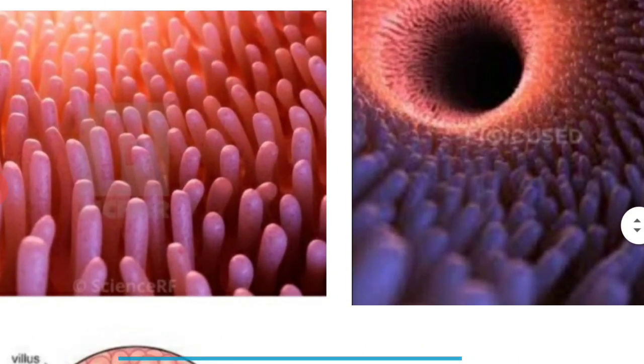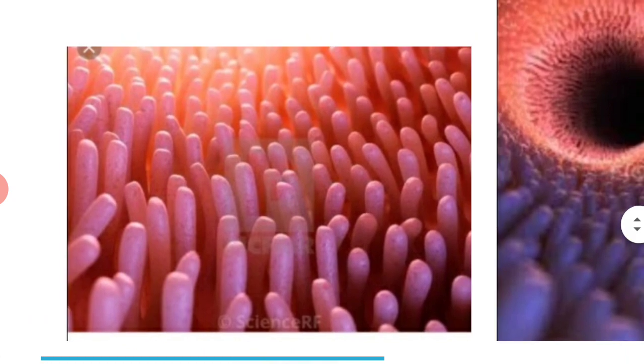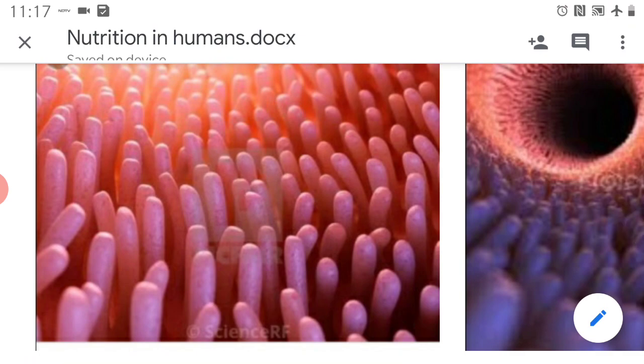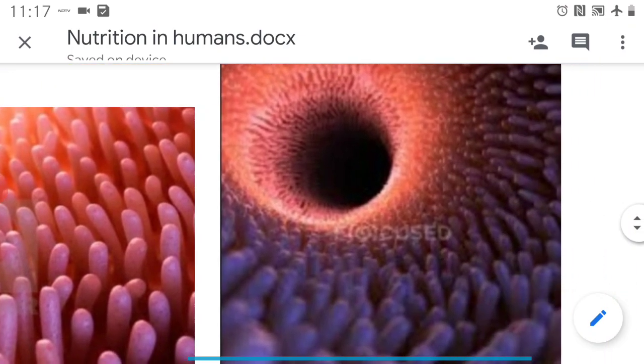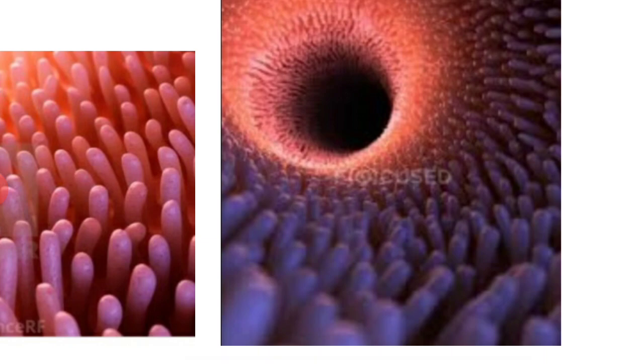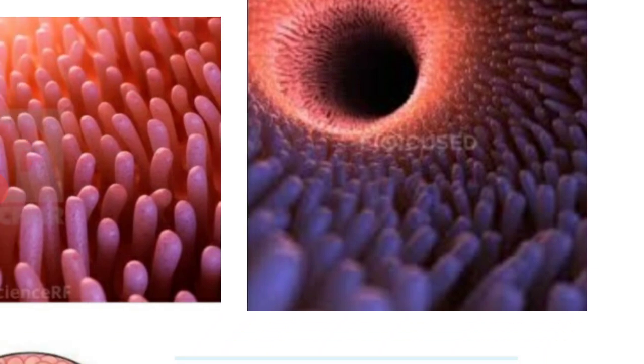So over here you can see what villi actually look like. They are small finger-like projections like this that are present in the small intestine. As we know, there is a lumen where the food is stored. So in the second diagram, you can see that whatever food we are eating is stored in this hollow lumen of the small intestine, and this is how the small intestine looks from inside.